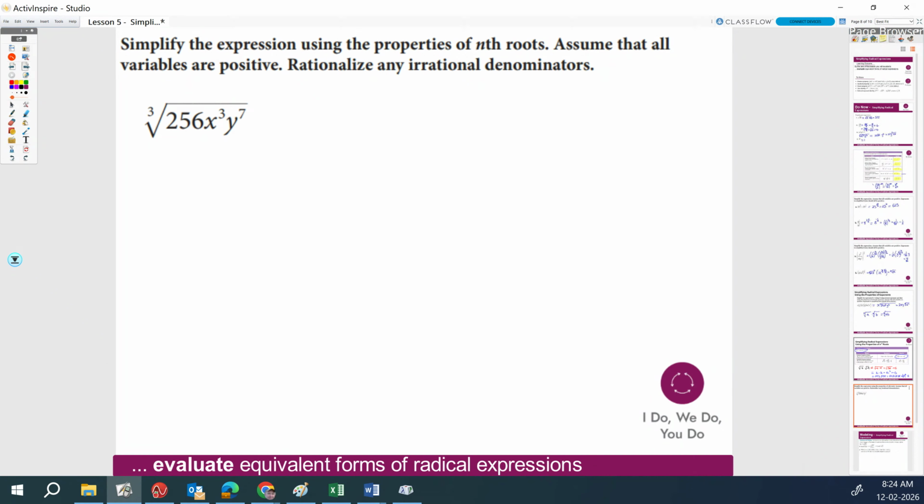Ooh, so we got lots of cube roots. What's the cube root of 256? There is one, but it's like 4 point something. Let's do this then. Isn't it 2 to the 8?